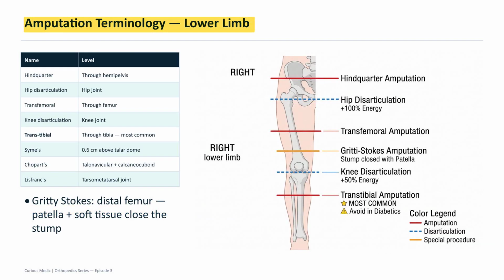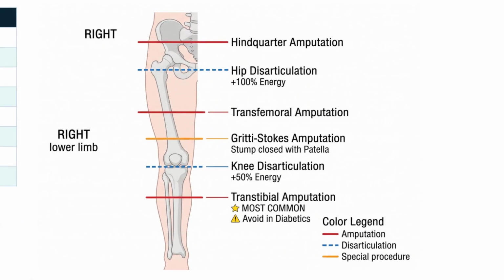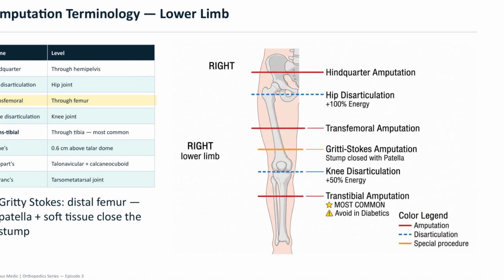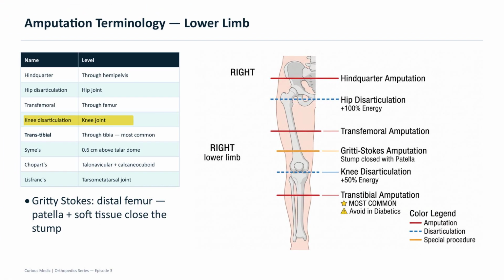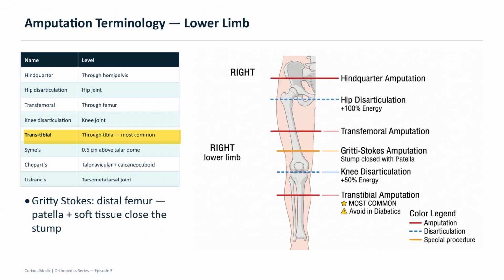Now for the lower limb, from proximal to distal. Hindquarter amputation, also called hemipelvectomy, goes through the hemipelvis. The entire lower limb along with part of the pelvis is removed. Hip disarticulation is at the hip joint. Transfemoral amputation, or above-knee amputation, goes through the femur. Knee disarticulation is at the knee joint. Transtibial amputation, or below-knee amputation, goes through the tibia.